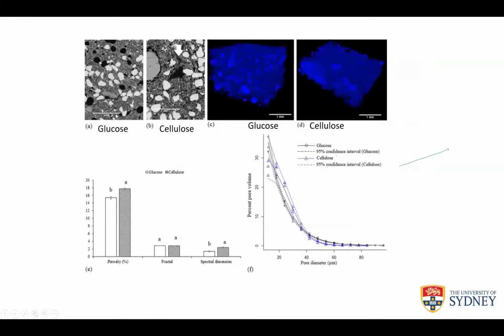And then different types of material will create different types of aggregates. So this is also the CT scan, and then it will create different types of porosity and so on.